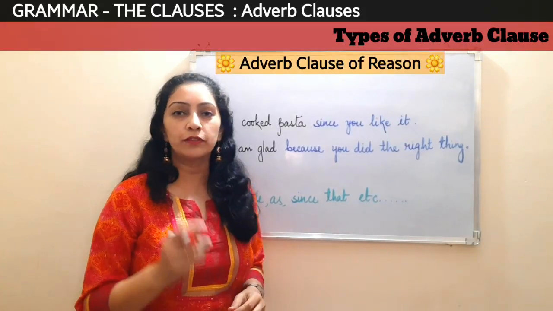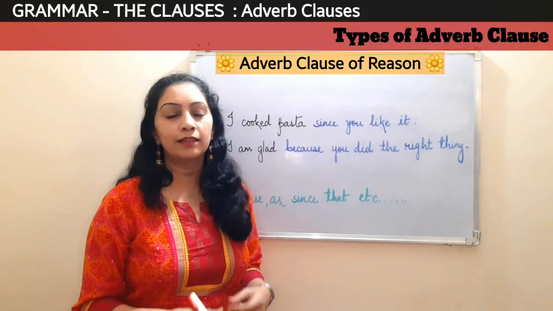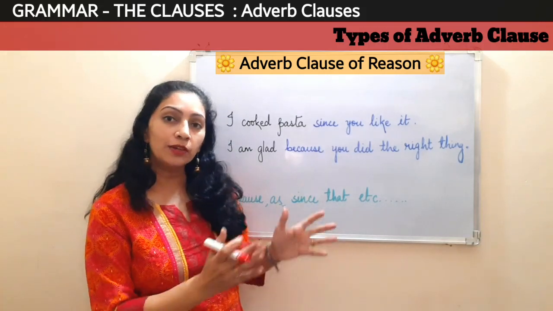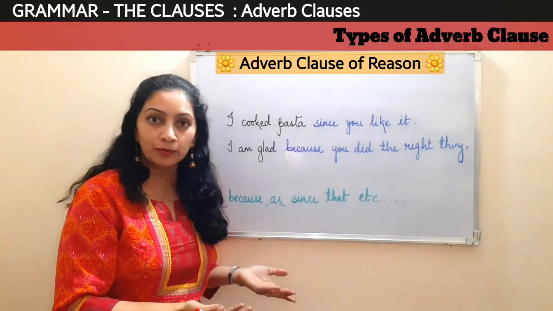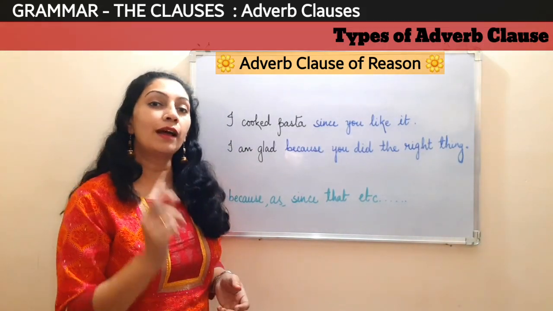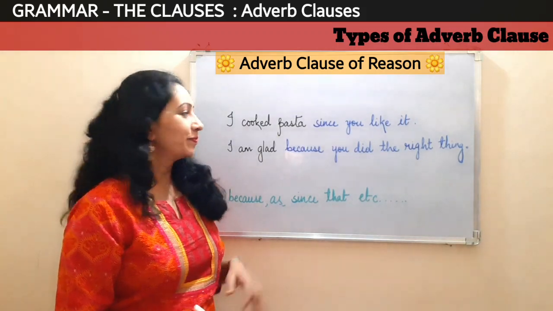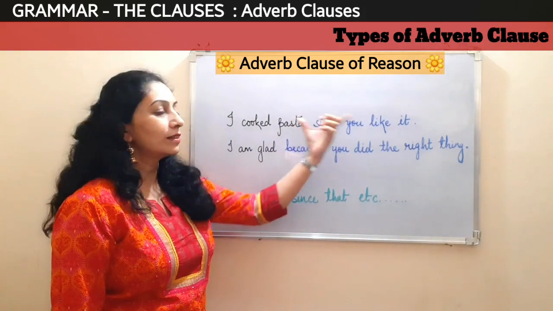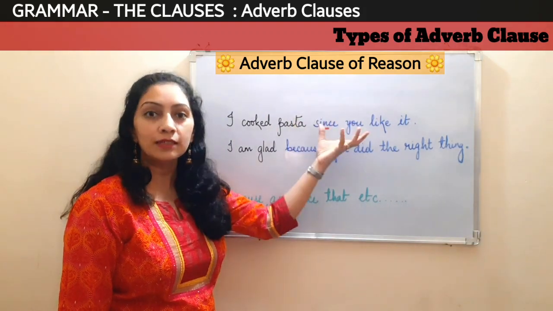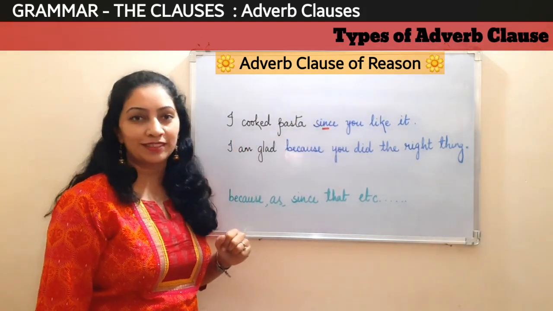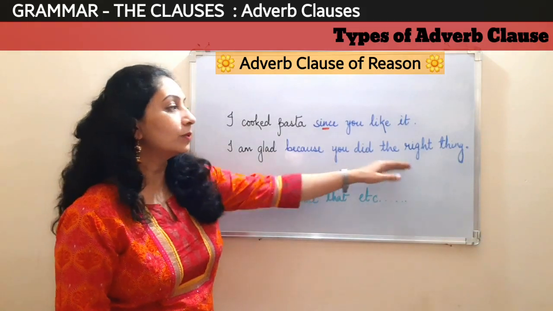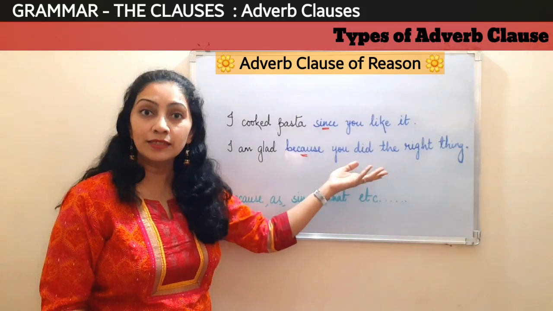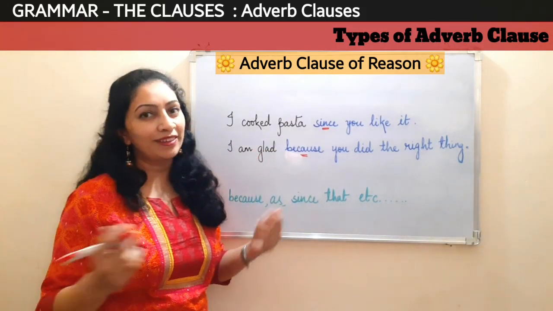Now when we have to give a reason, we use common words like because, since, as, etc. And when we use these kind of conjunctions in the adverbial clause, they become adverb clause of reason. Look here, I cooked pasta since you like it. Now this adverb clause expresses a reason why I cooked pasta. I'm glad because you did the right thing. Because you did the right thing becomes a reason why I am happy.